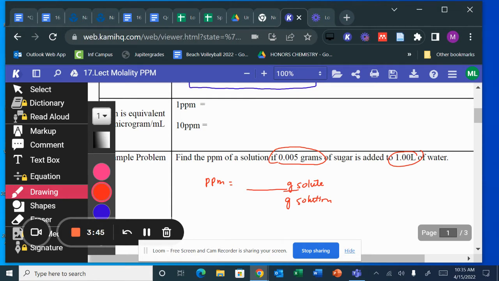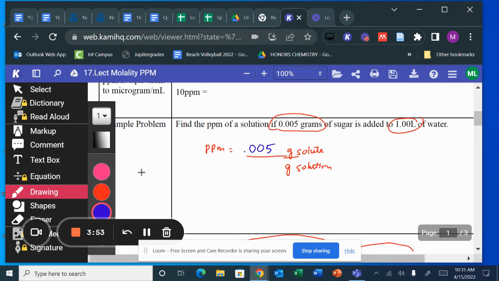So the 0.005 goes on the top. The 1 liter needs to be converted to grams. So let's see, 1.00 liters. 1 liter is 1,000 milliliters. 1 milliliter is 1 gram. So that is equal to 1,000 grams.